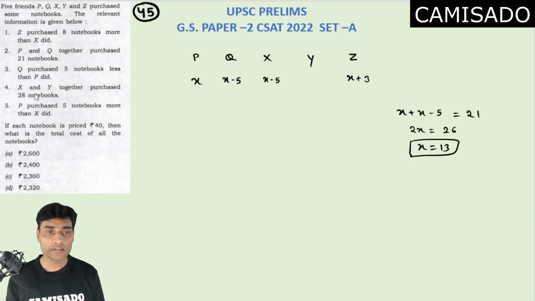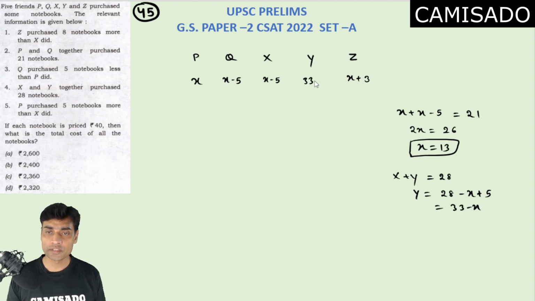And X and Y together purchased 28 notebooks. So X plus Y together purchased 28. So Y will purchase 28 minus the number of books X had. So it is X plus 5. It's something 33 minus X. It's 33 minus X.